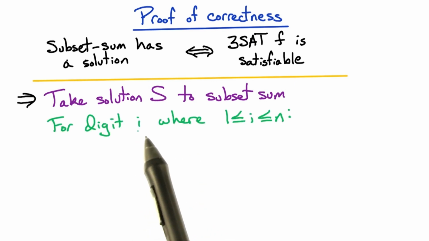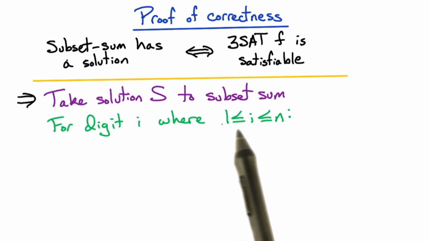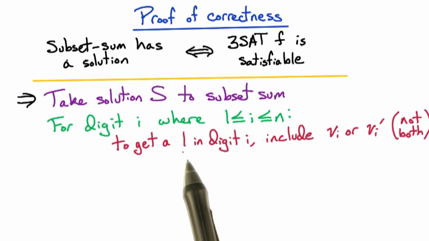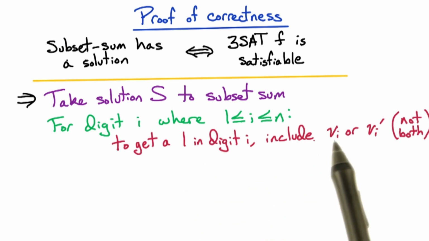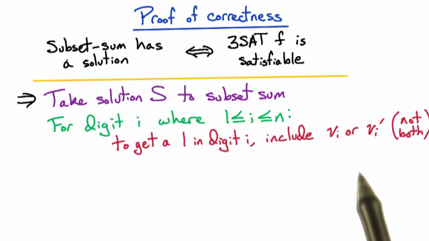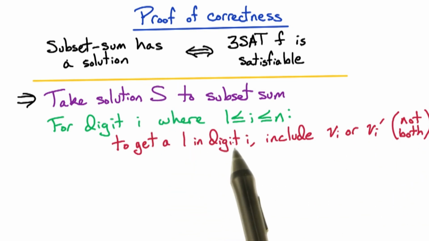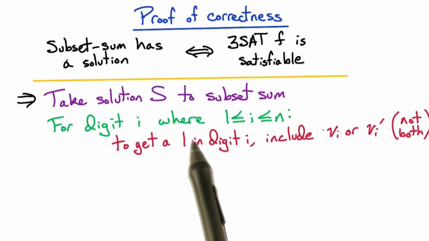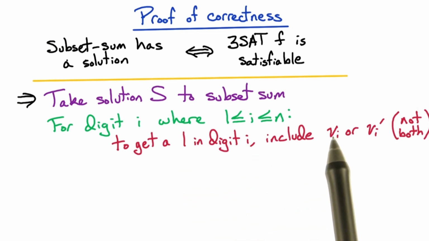Let's first look at the first n digits. These correspond to the n variables, x1 through xn. We know that t has 1 in digit i. In order to get a 1 in digit i, we have to include vi or vi prime in our subset S, but not both. If we include both, we get a 2 in digit i. And if we include neither, we get a sum of 0 in digit i.